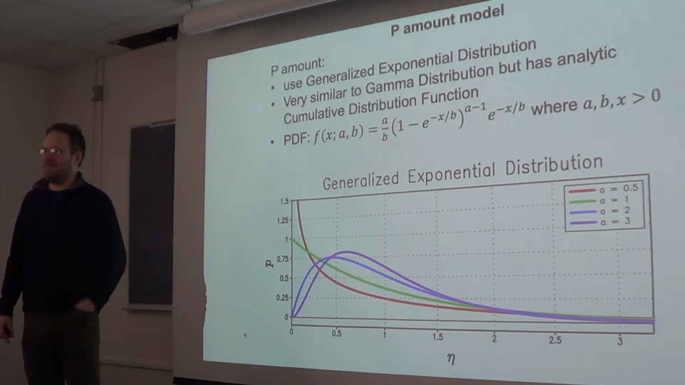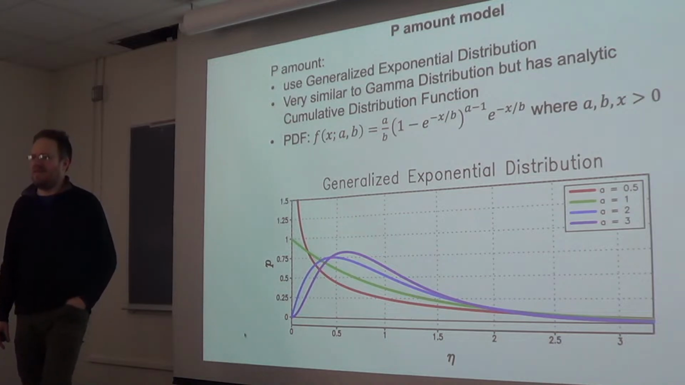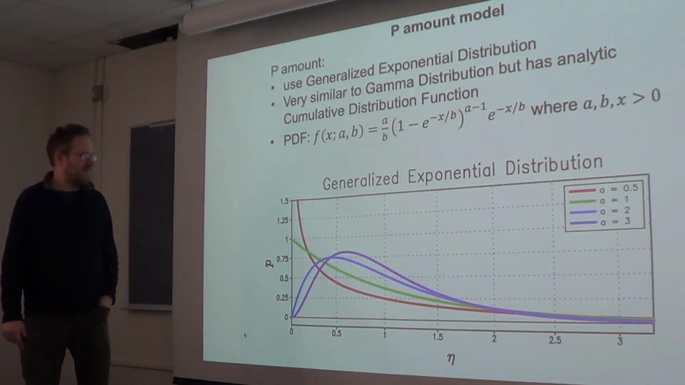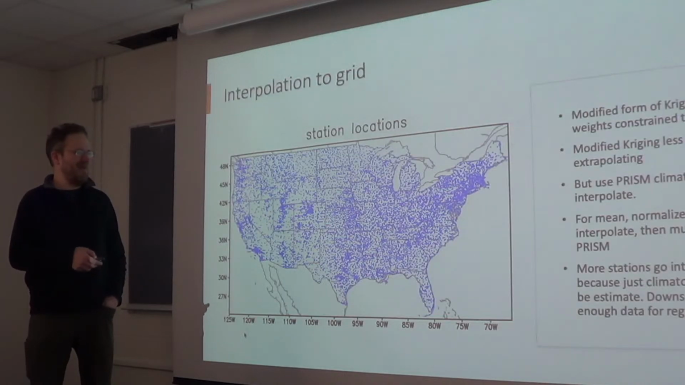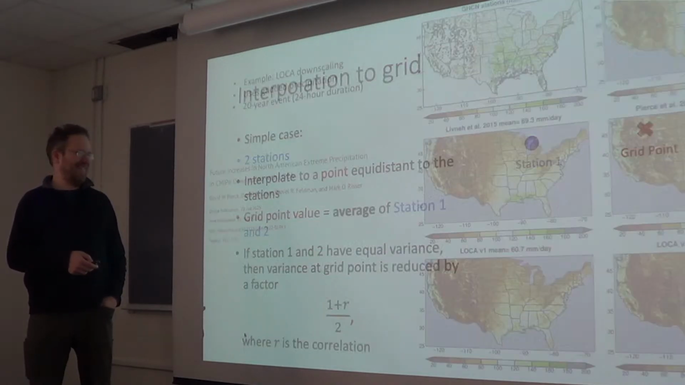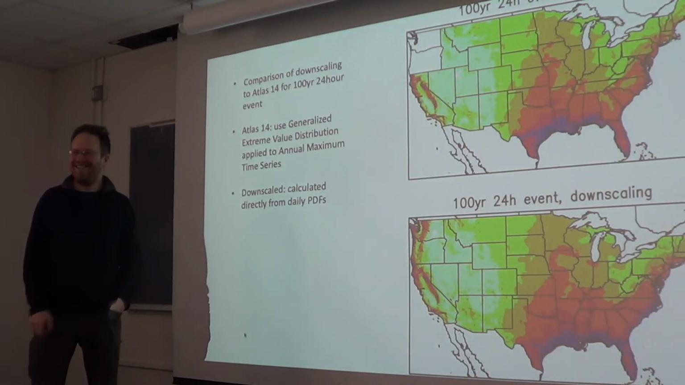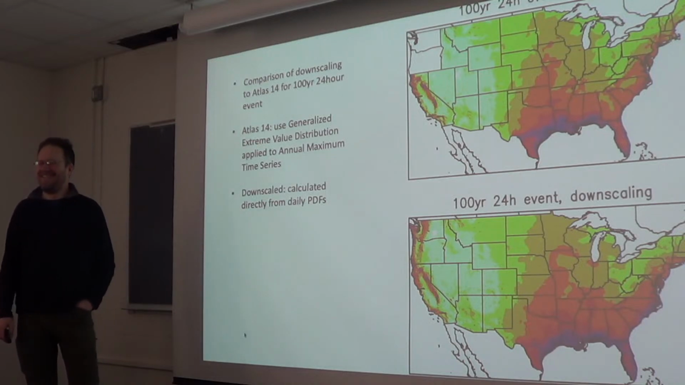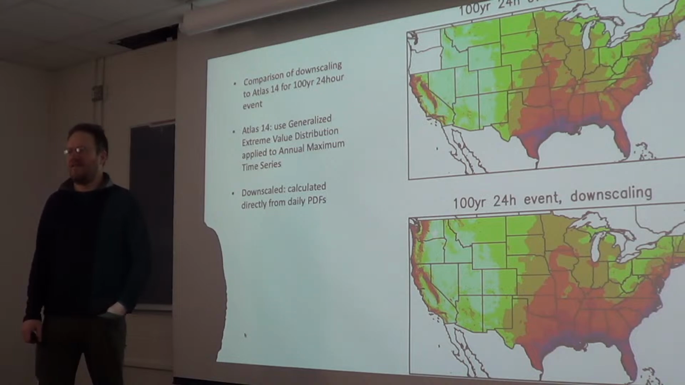Does that mixture distribution take into account the fact that you're seeing the highest precip amounts in the Gulf of Mexico? Yeah, I should have labeled it. Sorry. Does that take into account the different physical regimes of summer, hurricane season, tropical cyclone season?